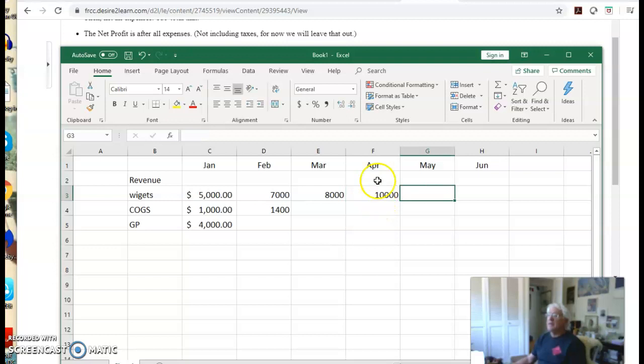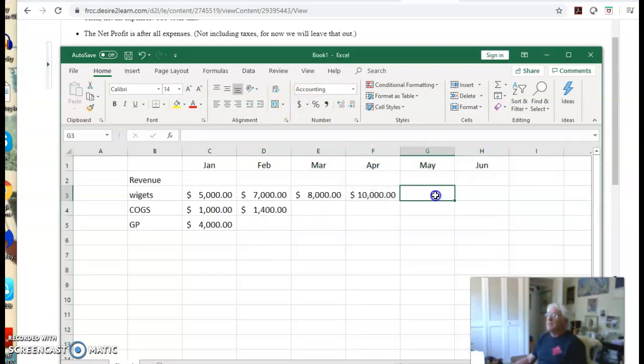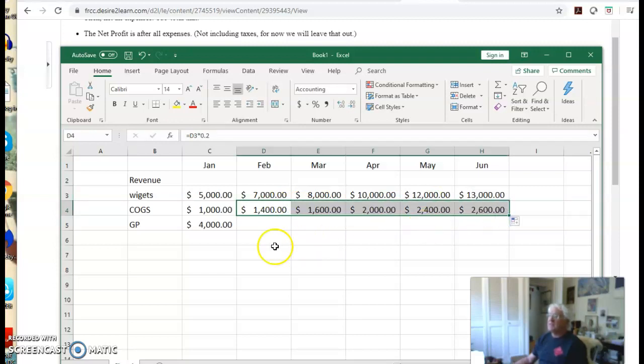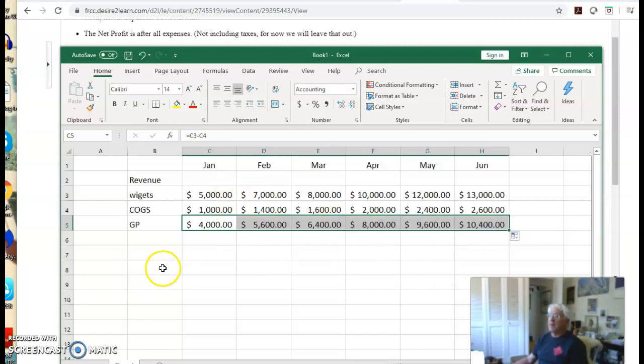$10,000. Let's see. Let's take all these, make them numbers, dollars, and made 12 and 13. And I've got a formula right there. I know this looks complicated, but I'm going to copy that percentage formula, and there it is. And I've got a formula right here, which is this minus that. Let's copy this all the way across. And here's what I earned. Pretty good money right there.